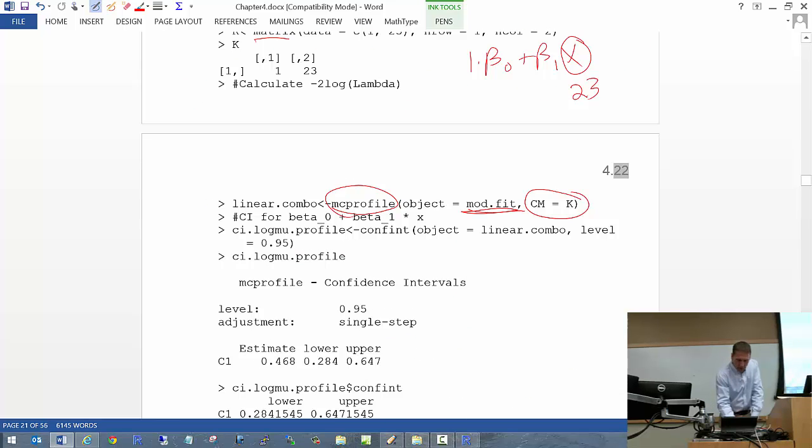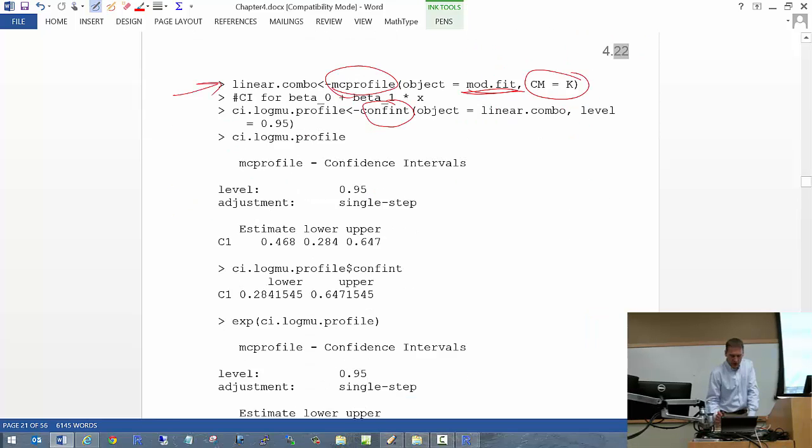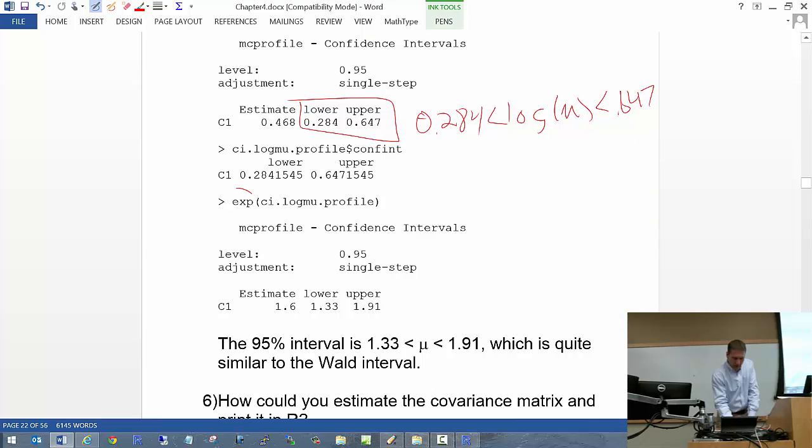So I put a whole bunch of information about -2 log lambdas into an object called linear.combo. Then combined with the confint function, I'm able to find a confidence interval for log of mu, or equivalently beta 0 plus beta 1 times x. Then combined with the exp function, now I have my confidence interval for mu itself. It's just about the same as it was for the Wald.